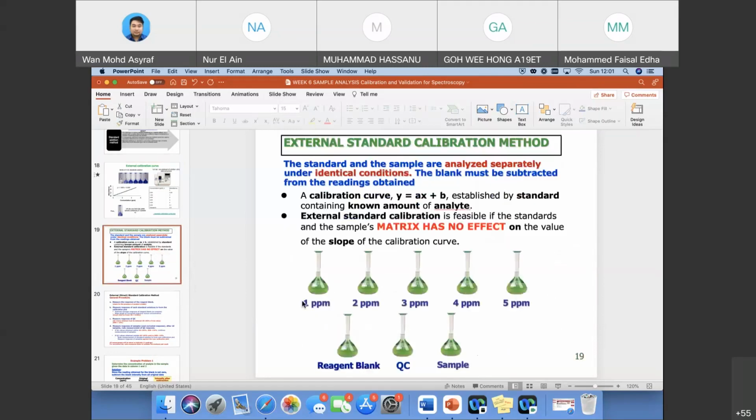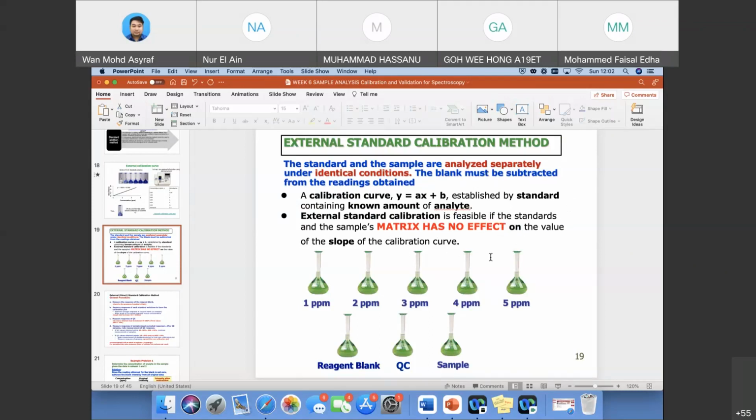Okay, alright. So basically, this is what I've mentioned before on how to do the external standard calibration. The standard and the sample are analyzed separately under identical conditions. Analyzed separately means that they are independent of each other. The blank must be subtracted, which we have looked at before, and then the calibration curve gives the equation, and we can use this equation to know the amount of the analyte of the unknown sample.